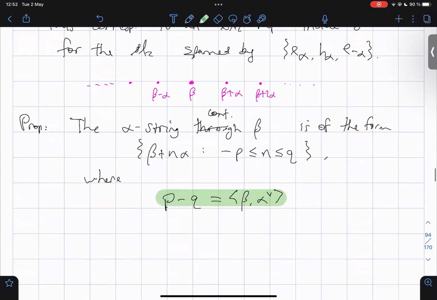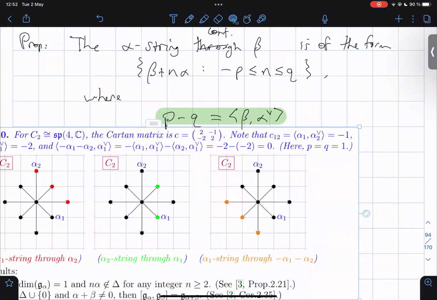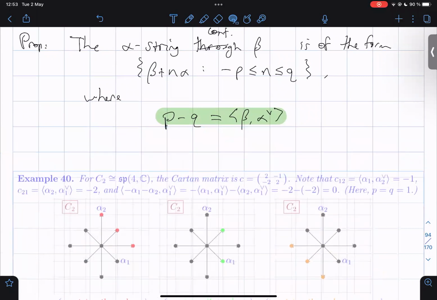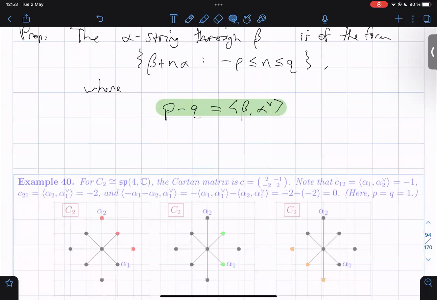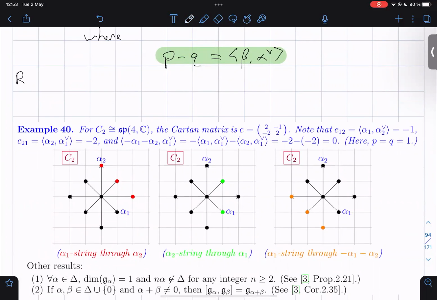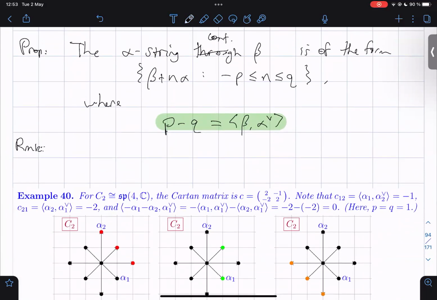So let's put up some pictures just to make this really concrete. Actually, I want to put a little bit more of a note here, if you want to specialize this to the simple roots. Just to state what this is saying: you have these two numbers, p and q. If I take their difference, then that's equal to this magic number, beta alpha check.